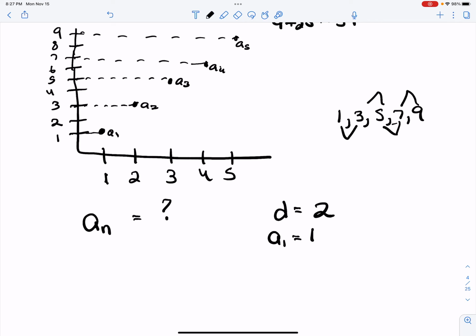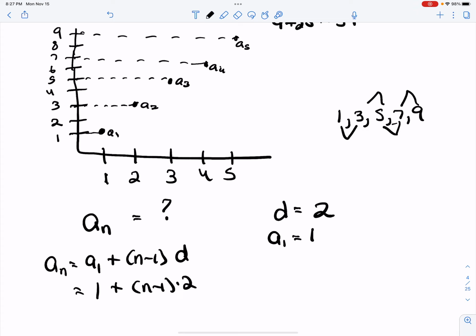So we can use our formula. Remember that? A sub n equals a sub 1 plus n minus 1 times d. So we've got 1 plus n minus 1 times 2. So 1 plus 2n minus 2, so 2n minus 1. So a sub n equals 2n minus 1. So now you've got a little formula.